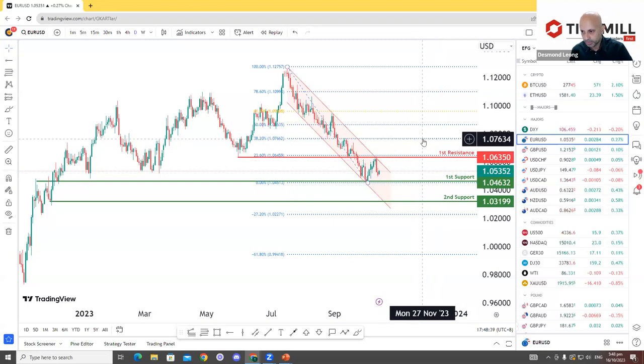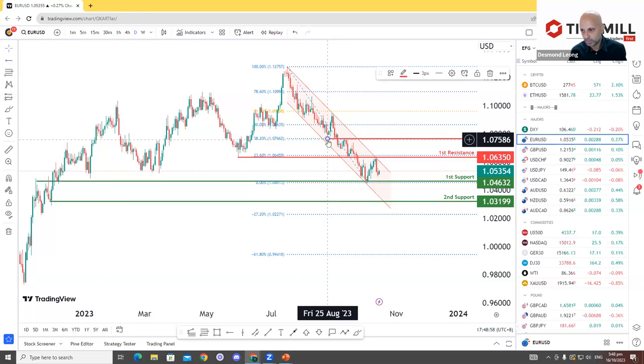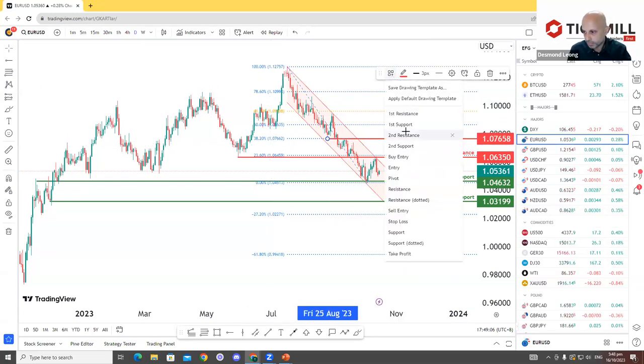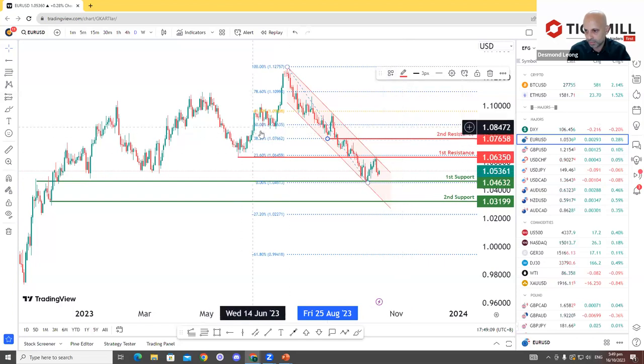We also see another decent overlap here on 25th of August, price bouncing off 1.0770 on 25th of August, and then finding resistance on 12th and 13th of September as well. So we see a pretty decent overlap level here. I think we can use that to help us identify the second resistance at 1.0765, which also aligns with the 38.2% Fibonacci retracement. So that's the second resistance.